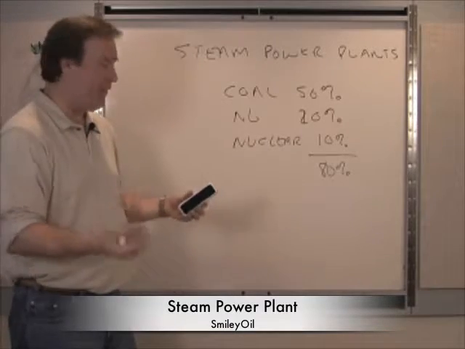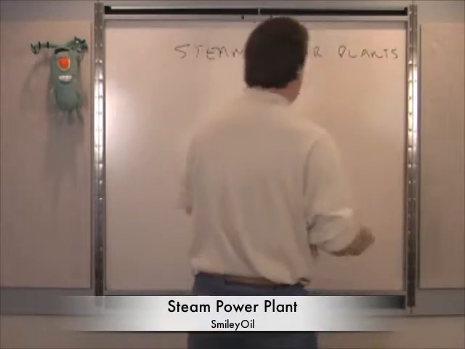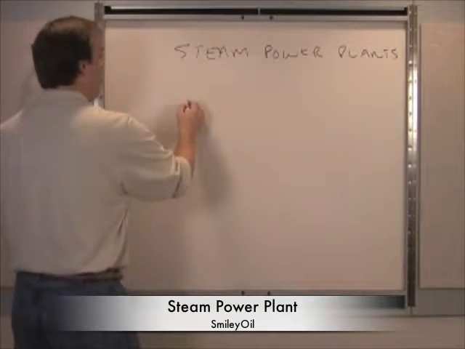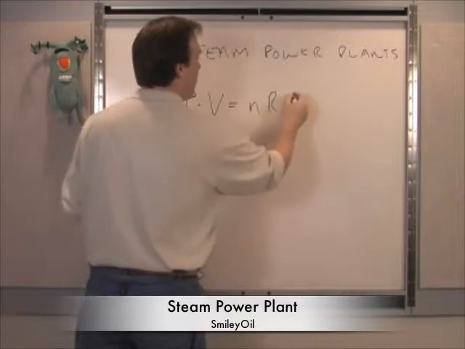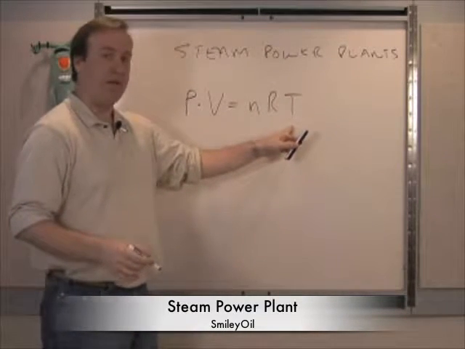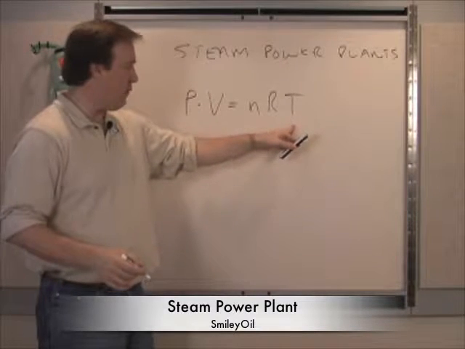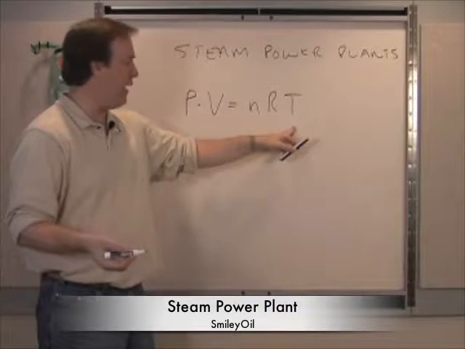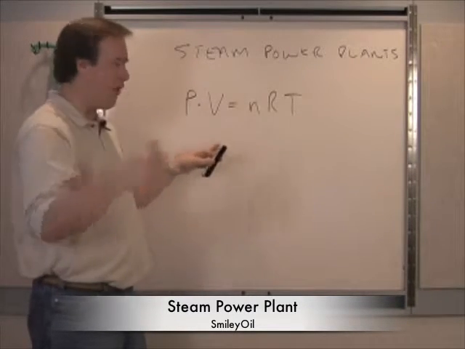Okay, so let's go and remember our ideal gas law. Pressure times volume is equal to a constant times temperature. And what we're going to do in this steam power plant is crank the temperature up, just like we did in the exploding paint can, and accordingly pressure is going to go up like crazy.